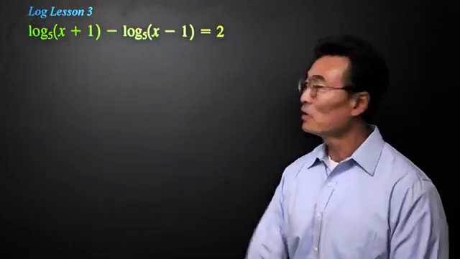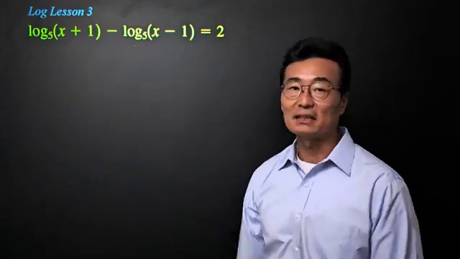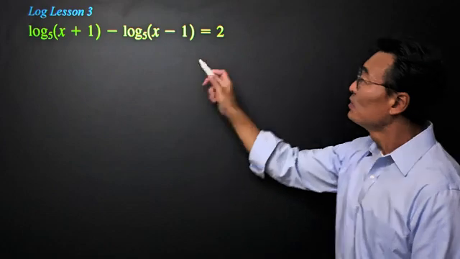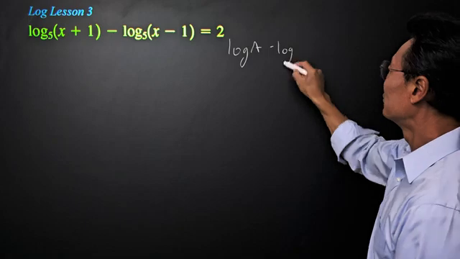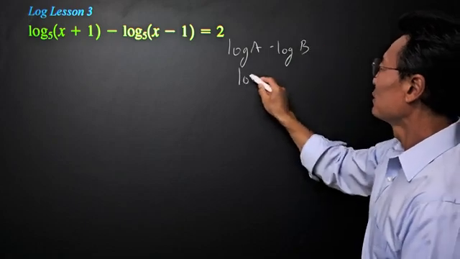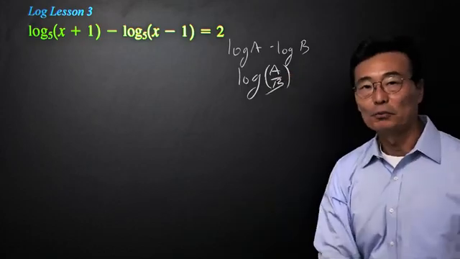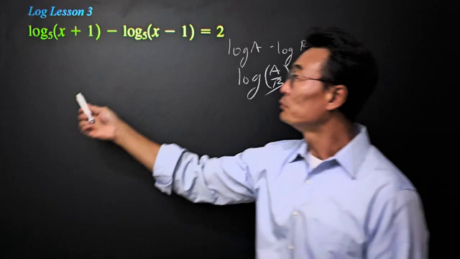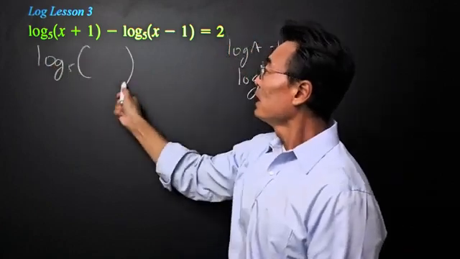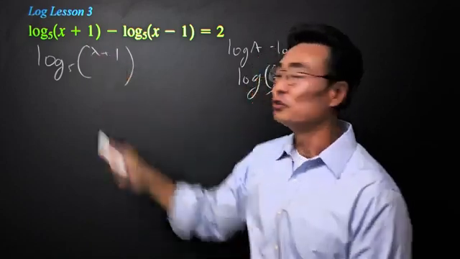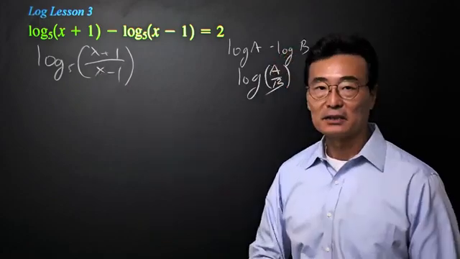This time we have 2 logs with the same base of 5. However, we're subtracting instead of adding this time. The rule is this: when you have log of a minus log of b, that's the same thing as log of a over b. So using the rule, I'm going to be rewriting this as log of base 5, and then x plus 1 in the numerator, and the x minus 1 in the denominator.